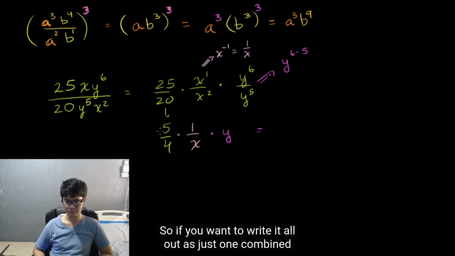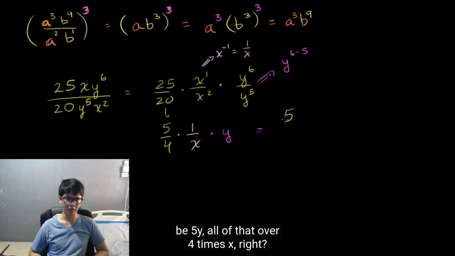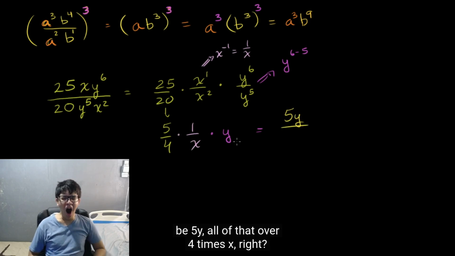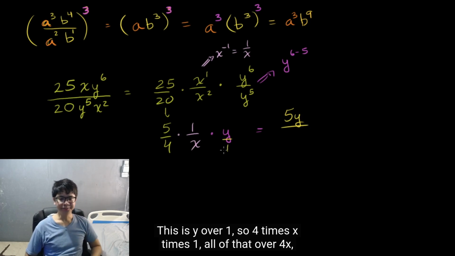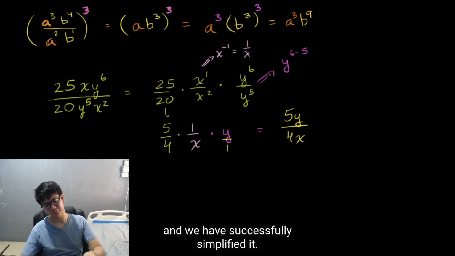So if you want to write it all out as just one combined rational expression, you have 5 times 1 times y, which would be 5y, all of that over 4 times x. Right? This is y over 1, so 4 times x times 1. All of that over 4x. And we have successfully simplified it.